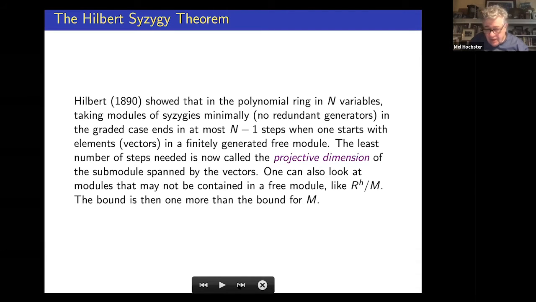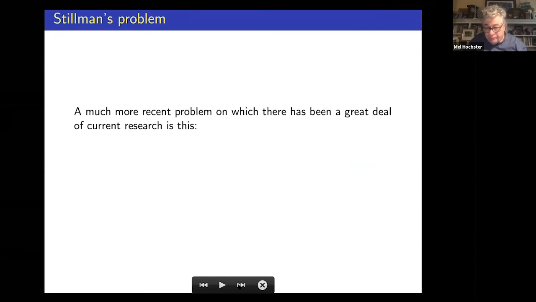And so sometimes people are worried about what happens when you start with R mod I, and sometimes when you start with I, and it's just 1 different. So it doesn't make a big difference. So there's been a great deal of research recently on this problem.